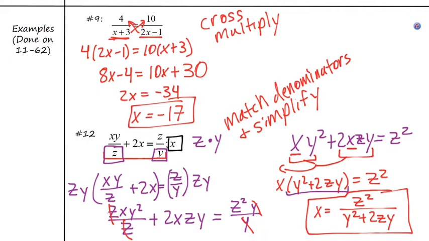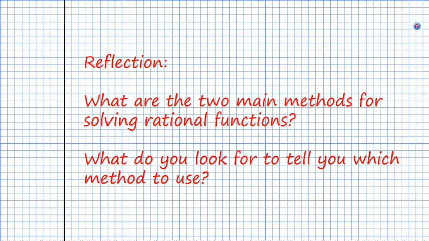All right, so for your reflection, what are the two main methods for solving these rational functions? And then also tell me, what do you look for to tell you which method to use? So what are your key indicators that tell you which method to use, and what are your two methods? If you have any questions, let me know. Your assignment for today is to finish 11-2. So go ahead and get started on that. Let me know if you have any questions.